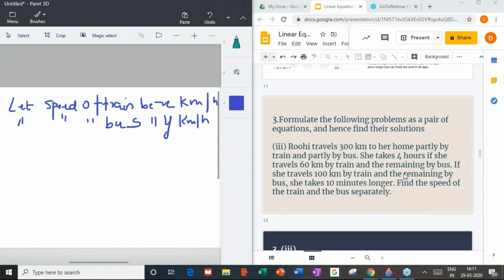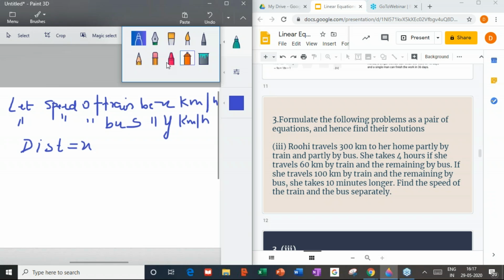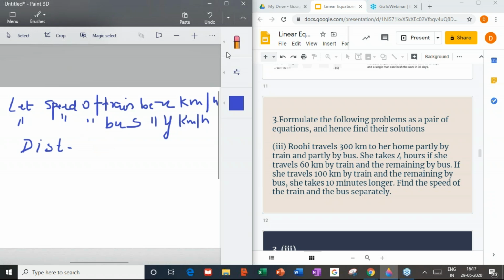Anyway, so the first part we'll do is she travels 60 by train and the remaining by bus. Okay, so we'll say speed. So the speed of the train is x and the bus is y. So the distance will be what? Distance is given as 300 kilometer. Correct? Okay.